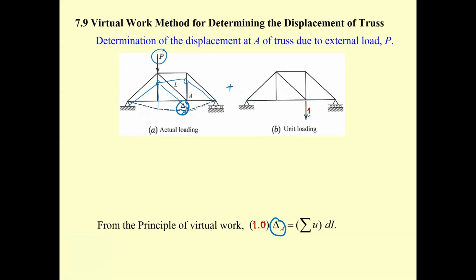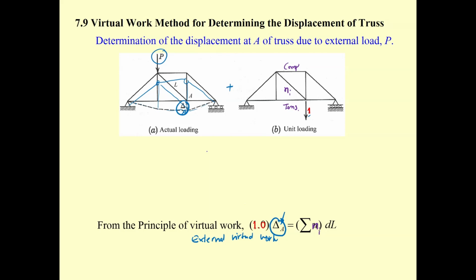This is called external virtual work. You're looking for delta sub A. The term on the left hand side is the term you are looking for. But on the right hand side, what is it going to be? For the unit load, there is a tension or compressive force occurring here, and this is going to be N sub i. So this one changes to N sub i.